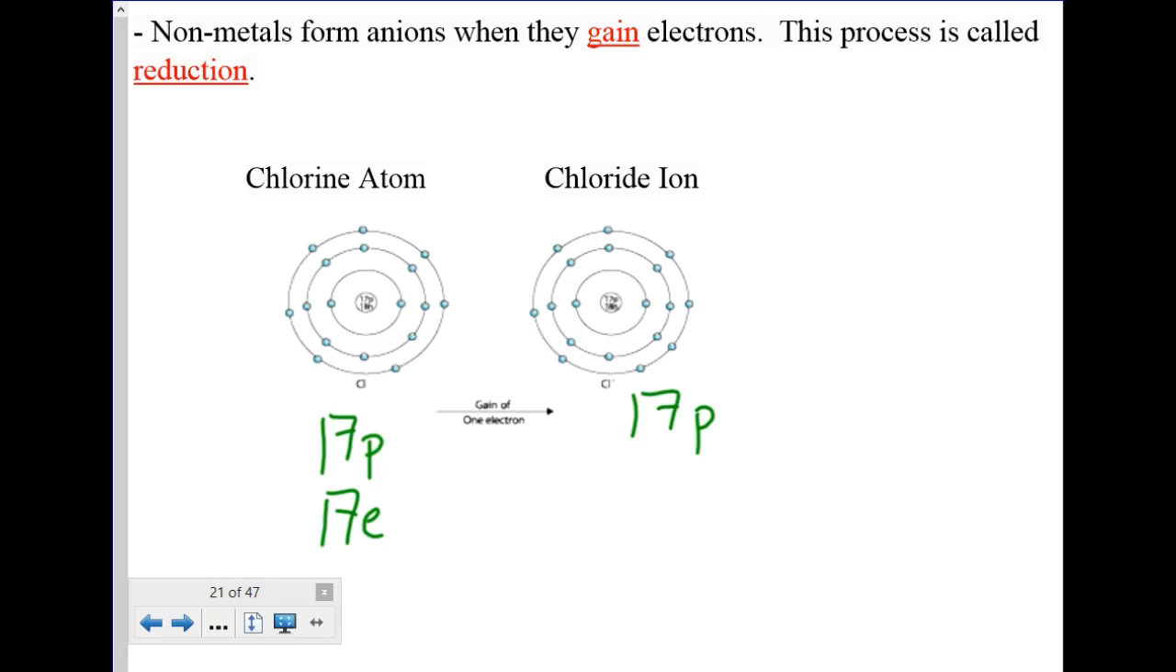Look in the top right-hand corner of the chlorine box. What is its charge? All right. If the charge of chlorine is 1 negative, and we know it has 17 positive charges, how many electrons must it have? 18.